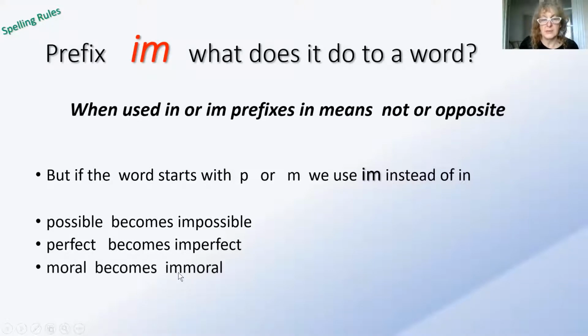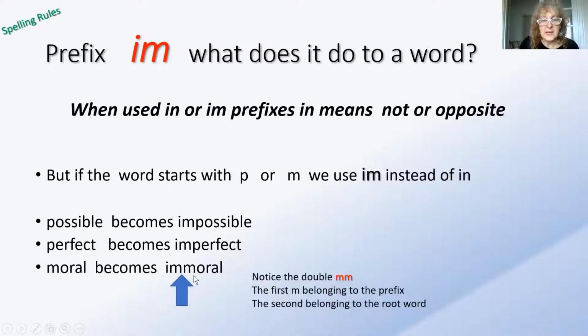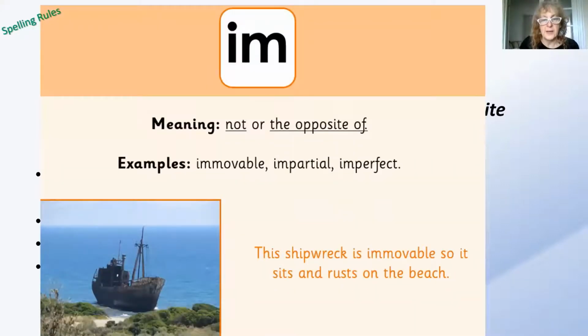Moral becomes immoral. If we're doing this starting with the M, and we've got the M in moral and immoral, then notice that you need the double M. The first one belongs to im, and the second one belongs to moral. So don't take anything off. You remember, you don't take anything off the root word. It doesn't change. So im. This shipwreck is immovable. So it sits and rusts on the beach. Now then, we can't move it, so it's immovable. If we could move it, it would just say movable. We can move it, it's movable.